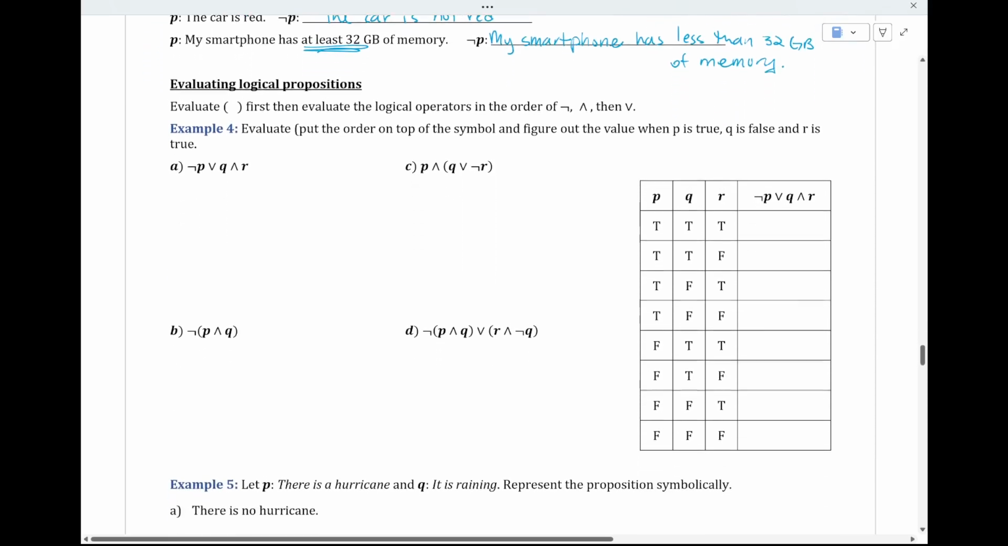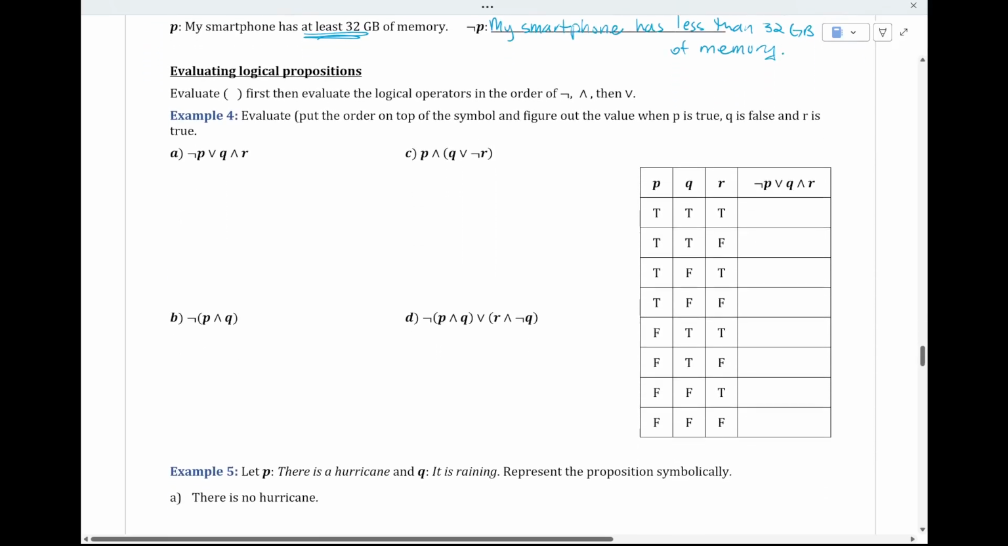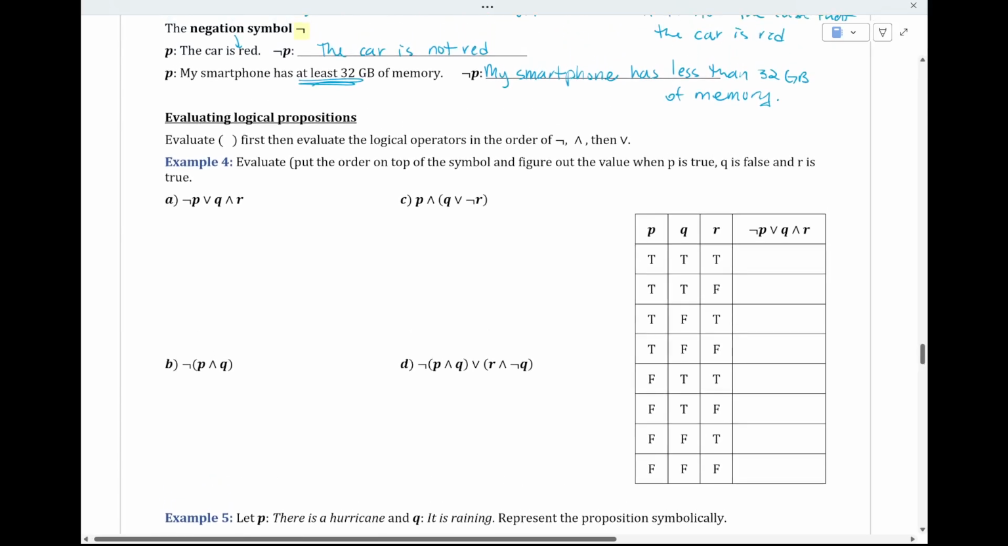Moving along to evaluating logical propositions. There is an order to evaluating these things, much like when you did algebra, there was an order to algebra operations. I don't know if you've ever heard of PEMDAS or please excuse my dear Aunt Sally: parentheses, exponents, multiplication, division, addition, subtraction, order of operations. Here we have an order of operations for logical operators as well. The first thing you do is parentheses. That's kind of similar. And then you do not, and then or.